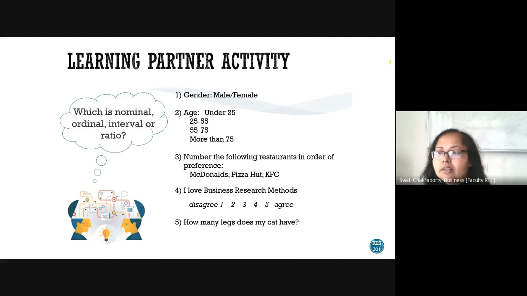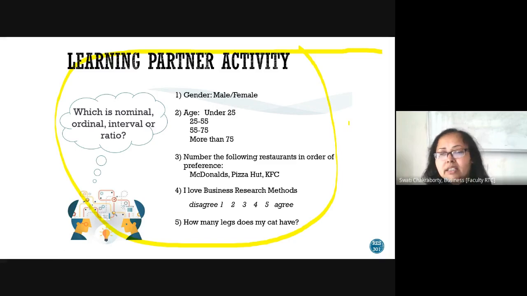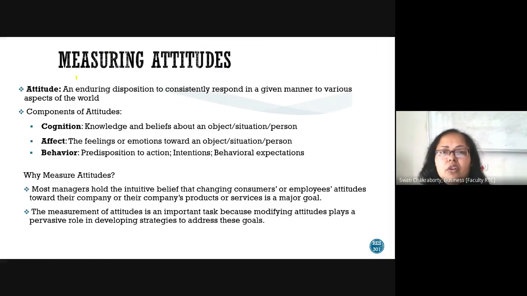This you can do as an activity, where you can actually find out which is nominal, ordinal, interval, and ratio. Now, measuring attitudes. So what is attitude? It's any enduring disposition to consistently respond in a given manner to various aspects of the world. The different components are: cognition, where we talk of knowledge and belief about an object, situation, or person; affect, that's our feelings or emotions towards that object, situation, or person; and behavior, which is predisposition to action, intentions, and behavioral expectations.